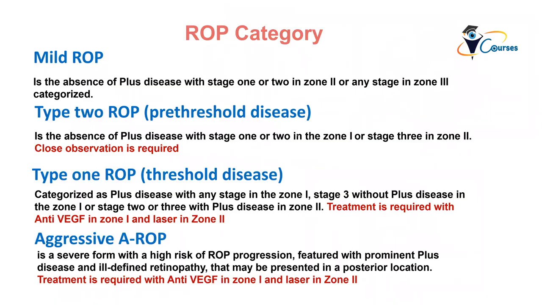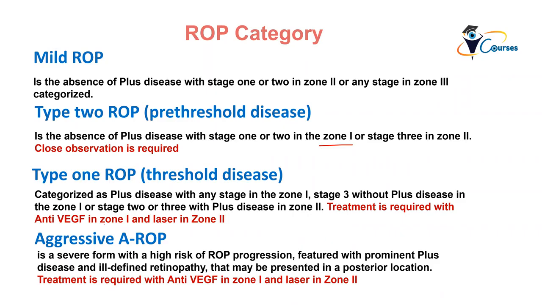So to summarize, ROP can be classified into different categories. Mild ROP is the absence of plus disease with stage 1 or 2 in zone 2, or any stage in zone 3. Type 2 ROP, or pre-threshold disease, is the absence of plus disease with a stage 1 or 2 in zone 1 or stage 3 in zone 2. So close observation is required. Type 1 or pre-threshold 1 is plus disease with any stage in zone 1, or a stage 3 without plus disease in zone 1, or a stage 2 or 3 with plus disease in zone 2. In this case, treatment is required.